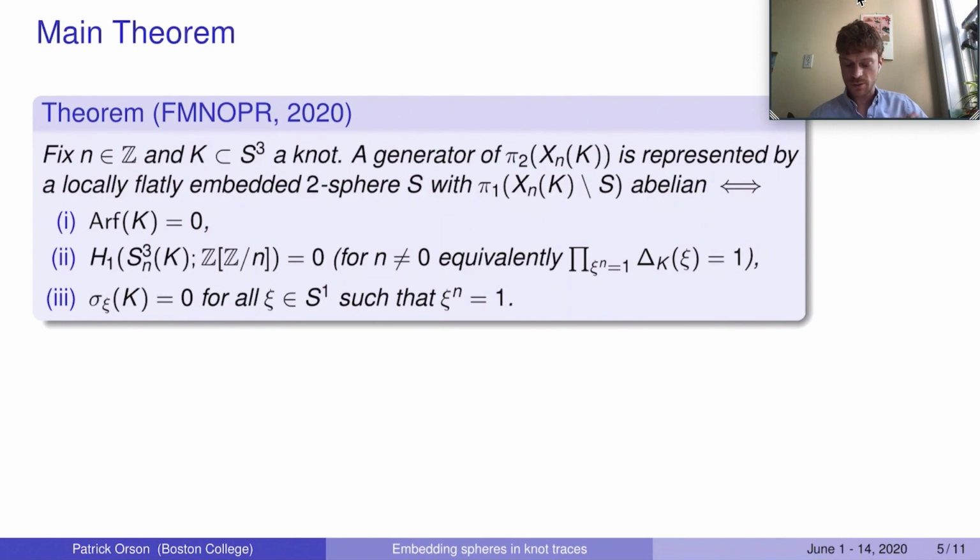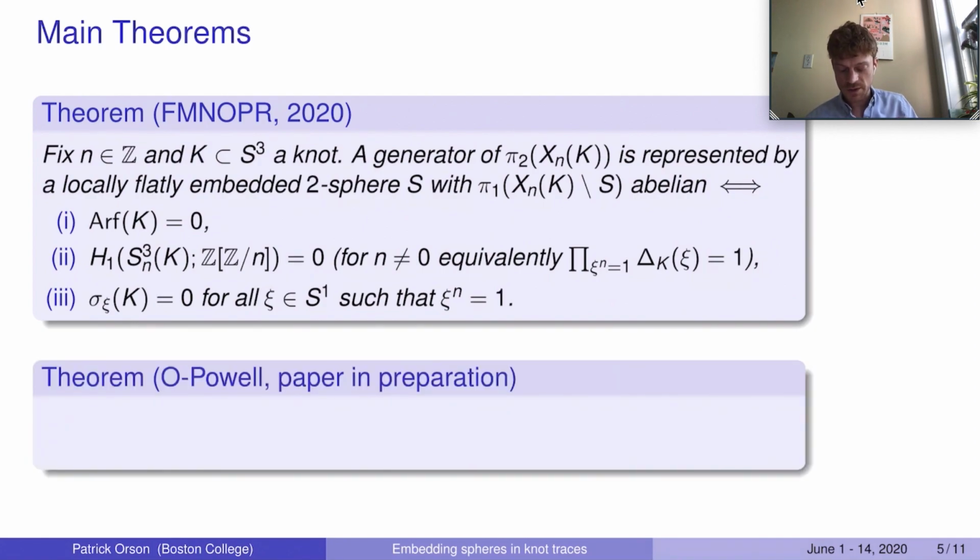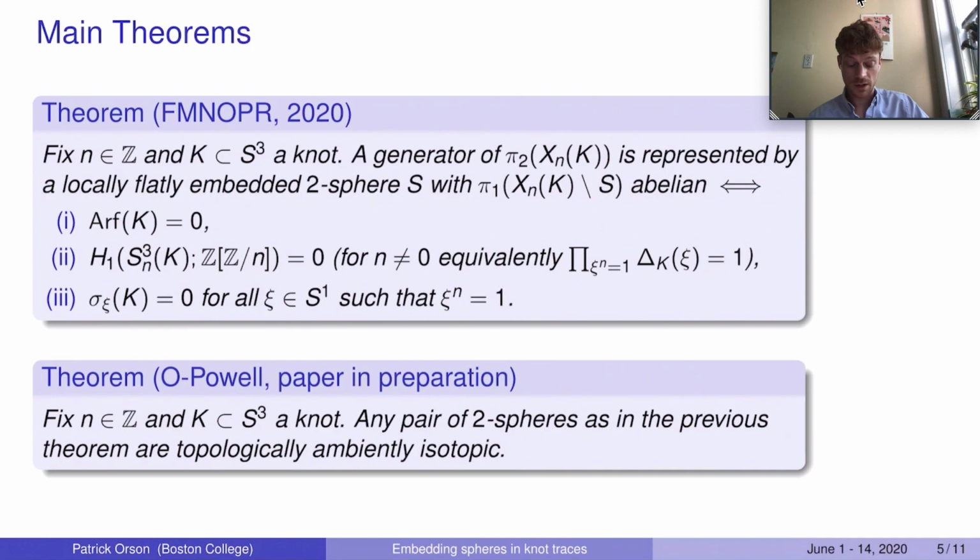And so this was the work done by FMNOPER, and I wanted to slip in that actually we've done some subsequent work, and this first theorem can be thought of as an existence theorem, and the second one is a uniqueness theorem. So we can prove as well that any two spheres of that type are topologically ambiently isotopic. So I'm not going to talk about that any further in this lecture, but feel free to ask me about that later.